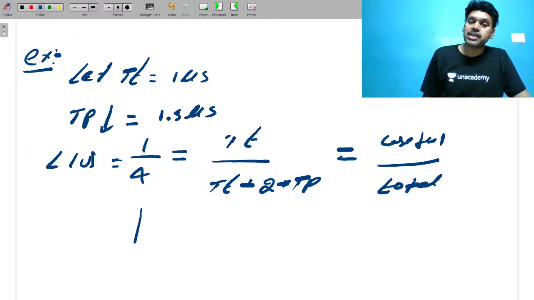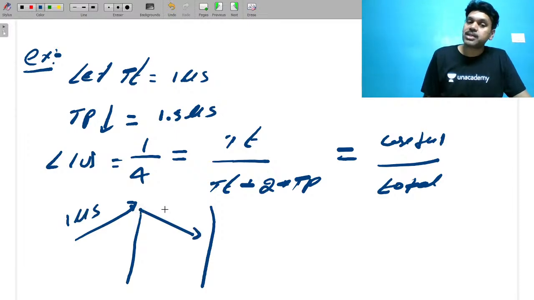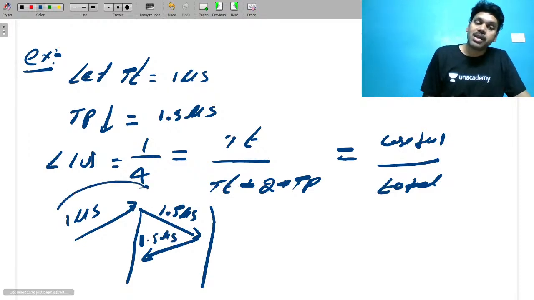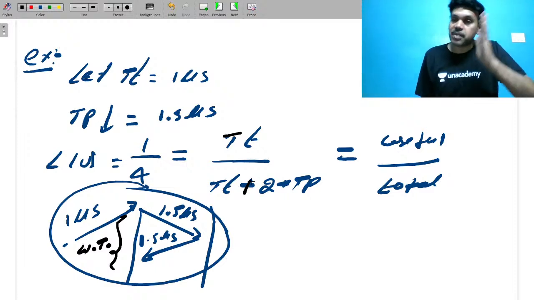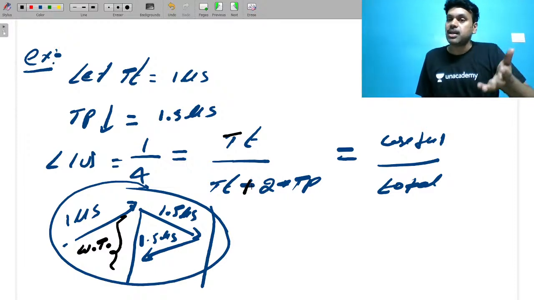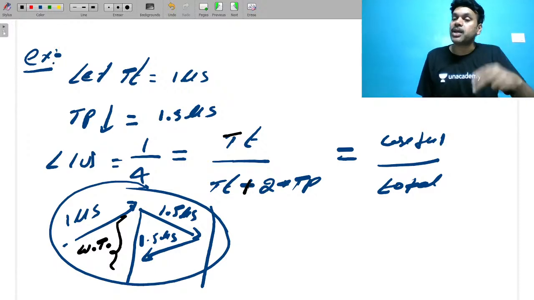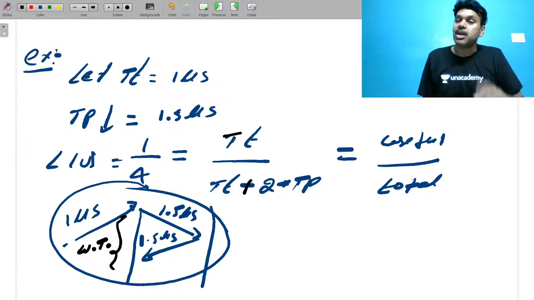What is your useful? Let us see in the figure. Your useful is I am pushing with 1 microsecond. Going that side takes 1.5 microseconds. Coming this side is 1.5 microseconds. So your total time is 4 and your useful time is only 1, and the rest of the time, 3 microseconds, is your waiting time. Therefore, simply I can write 1 by 4, otherwise TT by TT plus 2 into TP. I am not considering secondary delays. I am considering primary delays only. Secondary delays like queuing, processing, and TT for acknowledgement I am not considering. Only 3 primary delays I am considering.